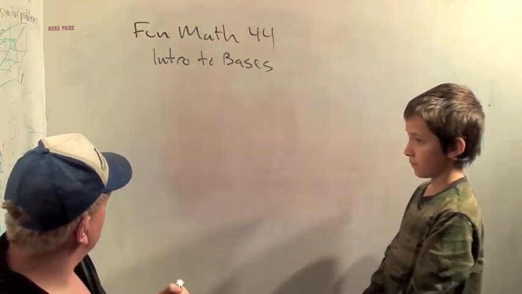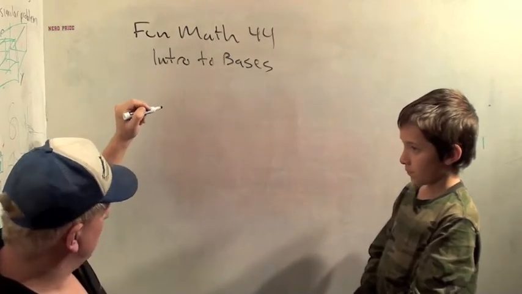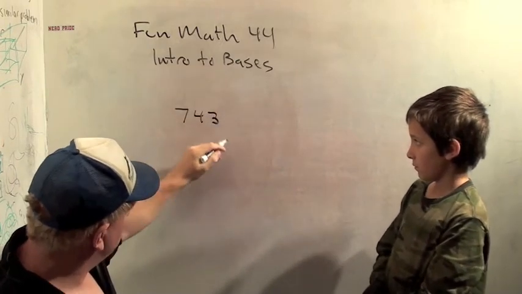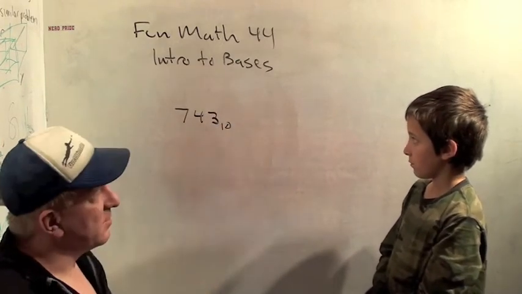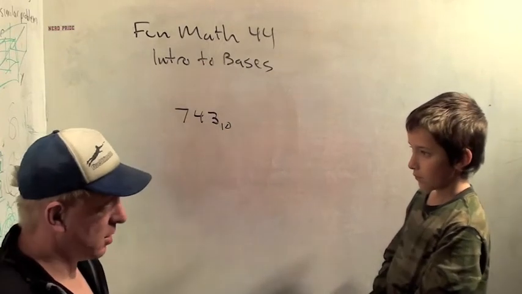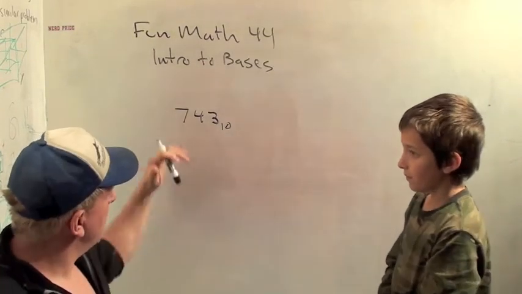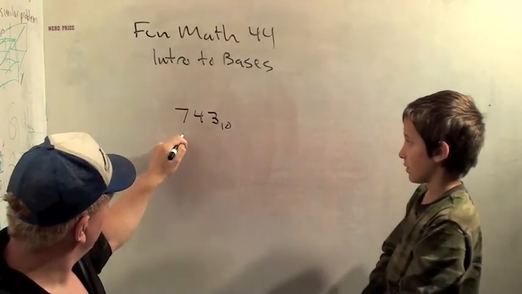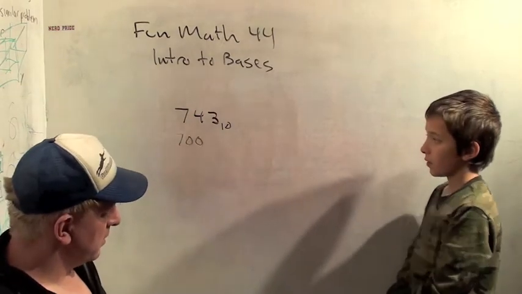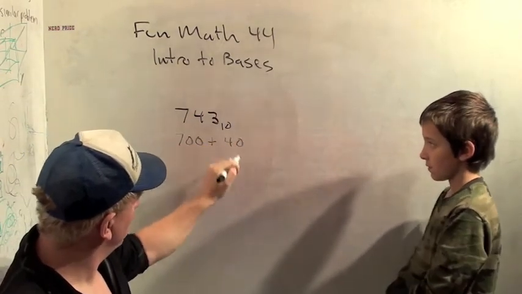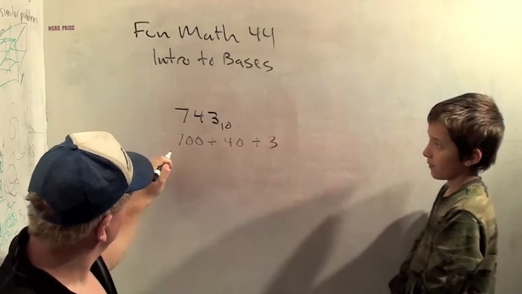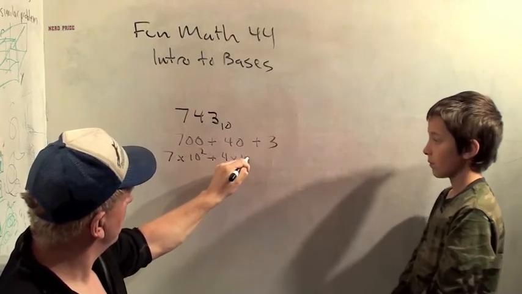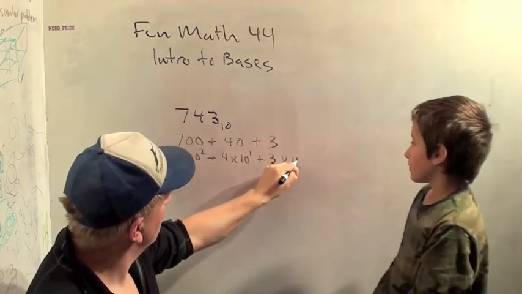It starts with just the regular numbers that we usually talk about, like 743, which is in base 10. But we don't usually write the base 10 because that's what we're almost always talking about. But what does 743 mean? It means 7 hundreds, 700, plus 4 tens, plus 40, plus 3. Or 7 times 10 squared plus 4 times 10 to the 1 plus 3 times 10 to the 0.